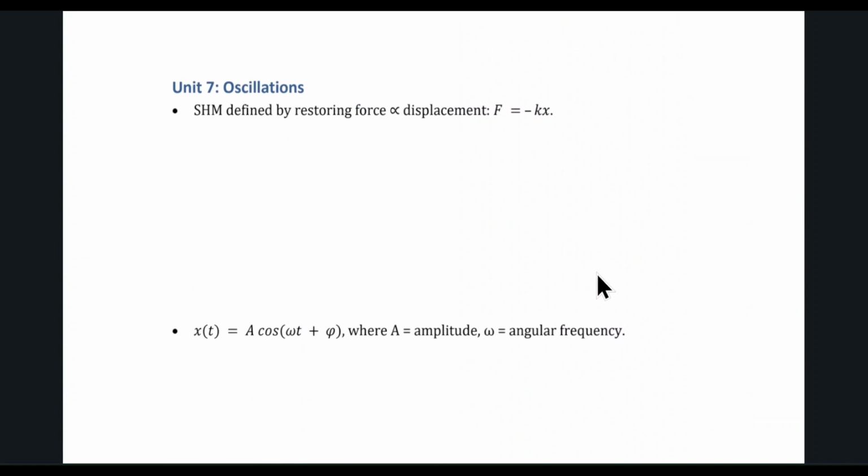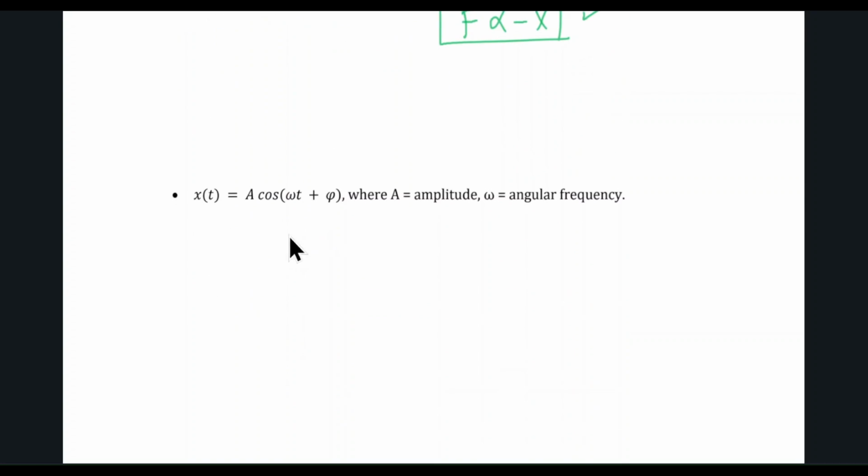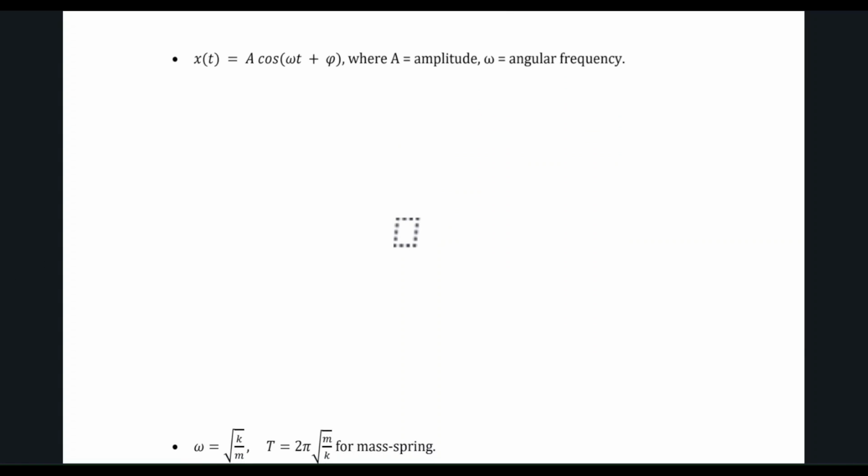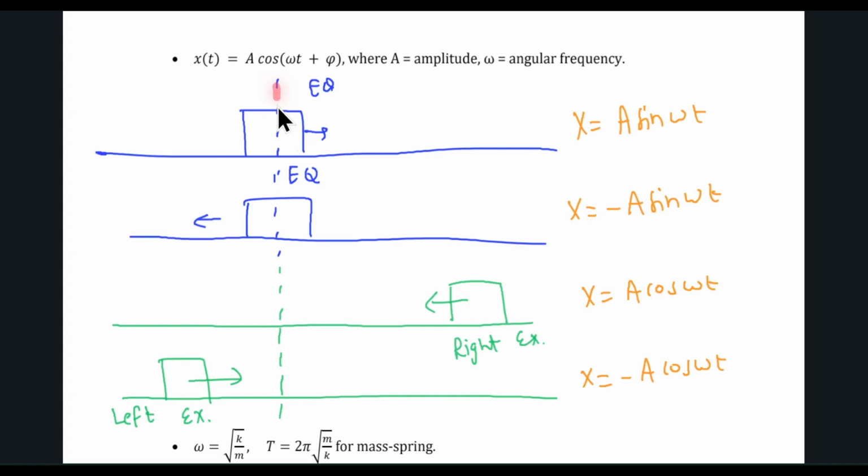Right, the next unit, unit 7, oscillations. SHM is always when the force is restoring in nature and is proportional to the displacement. That's when we call it SHM. The general equation for the motion of SHM is given by A cos(omega t plus phi), but it's very unlikely that they will complicate this. There are only 4 standard positions where the SHM can start: equilibrium going to the right, equilibrium going to the left, right extrema going to the left, or left extrema going to the right.